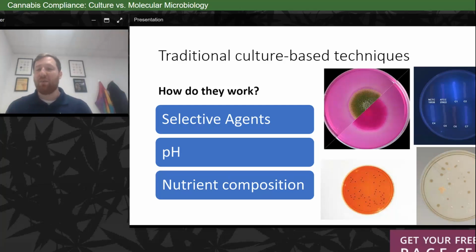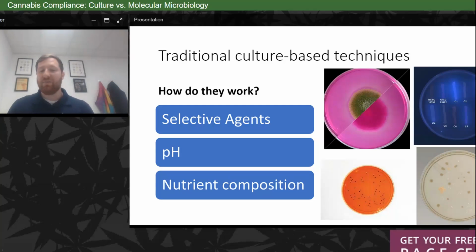In the top right corner, we see not only selectivity, but differential. So this is a total coliform test, but when you show the UV light on it, you're also going to be able to differentiate which strains are E. coli.